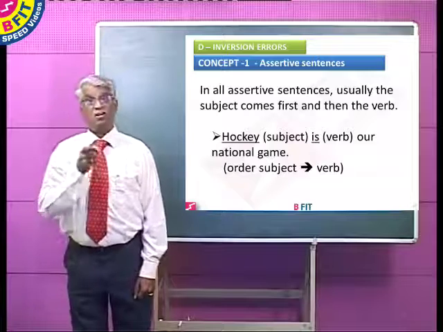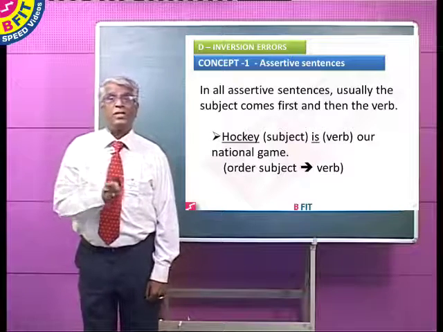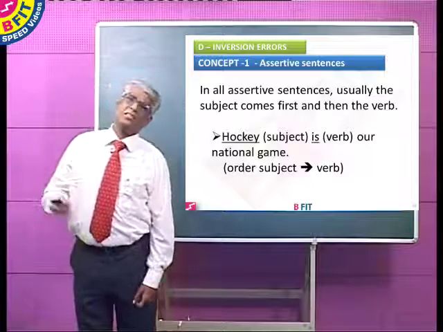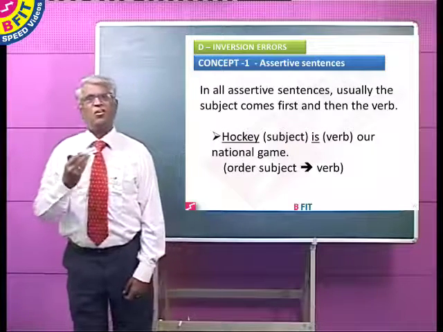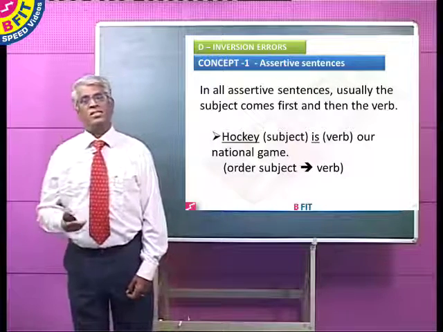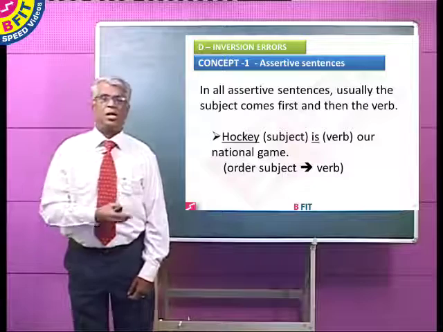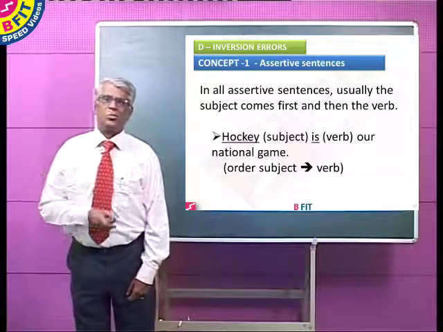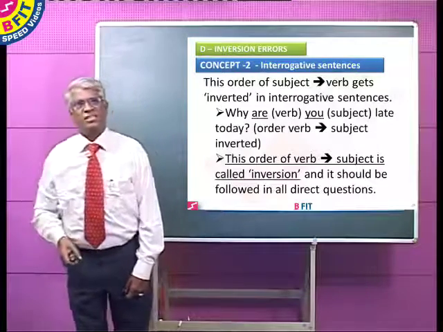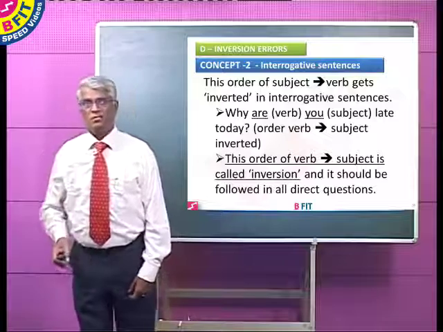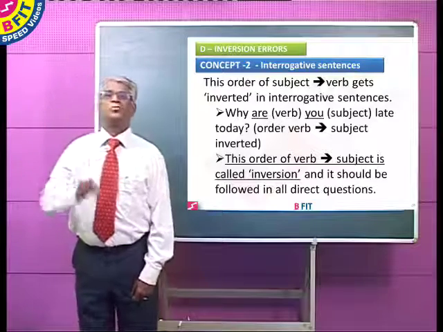But this is not the case when you talk of an interrogative sentence. Now, what is an interrogative sentence? Interrogation means question. Therefore, any sentence which ends with a question mark is called interrogative sentence. Let us take an example of an interrogative sentence and find out what is the order of subject and verb. Why are you late today?